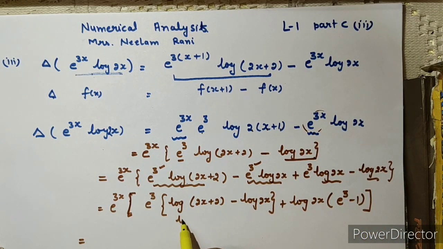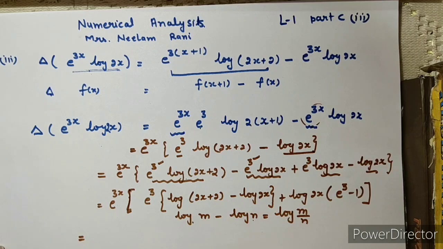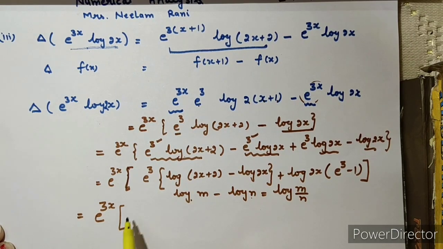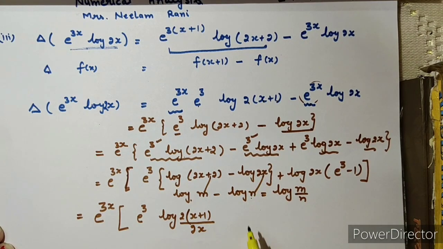Here, you studied that log m minus log n is equal to log of m by n. यहाँ इसका base नहीं mention है, तो generally हम base क्या लेते हैं? e base consider कर लेते हैं. So e^(3x), here is e^3 and this is log of (2x plus 2) upon 2x. Here m is this, n is this.